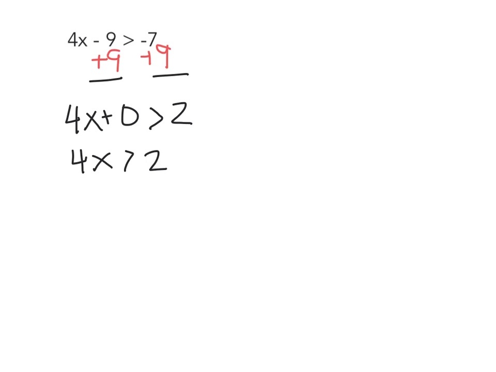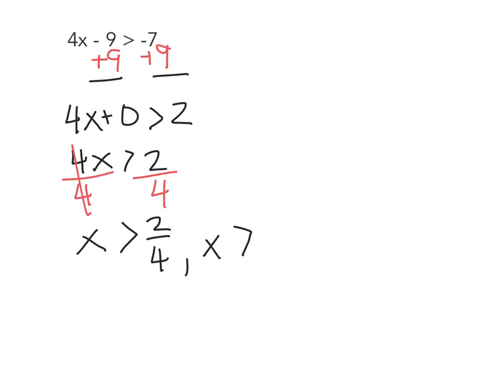Now, as you know, we have a multiplication problem right here. And how we get rid of the 4 is we divide. I know that you said divide. So we're going to divide by 4 on both sides. 4 divided by 4 is 1, which leaves us with x is greater than 2 divided by 4, but we always simplify, so 2/4 is simplified as 1/2.